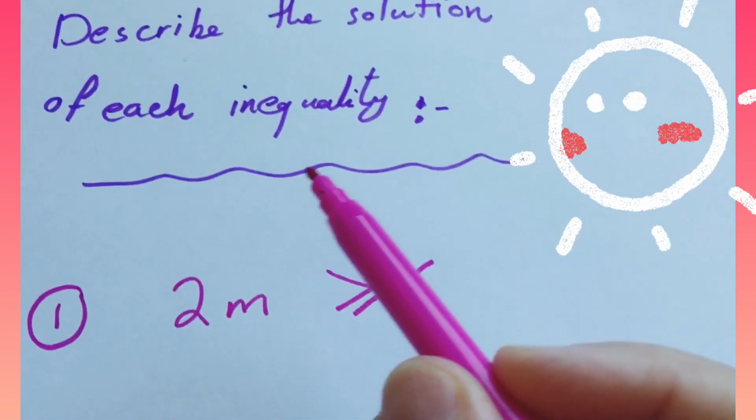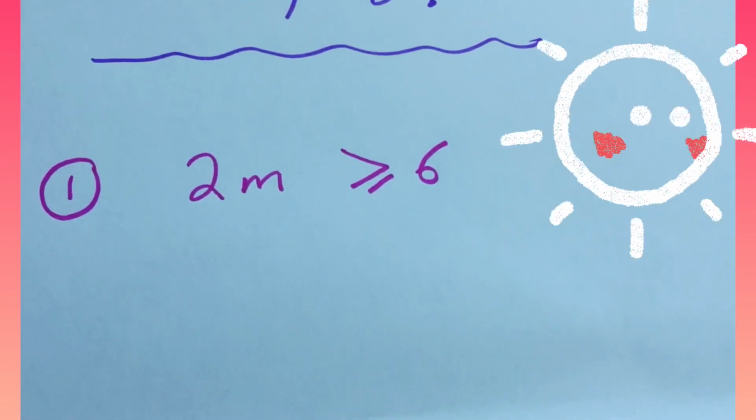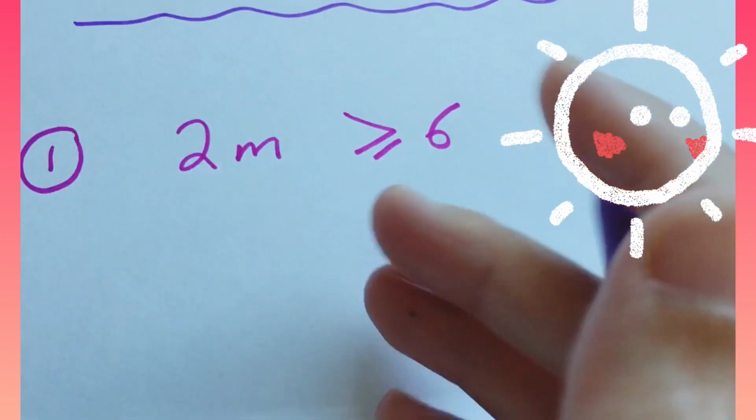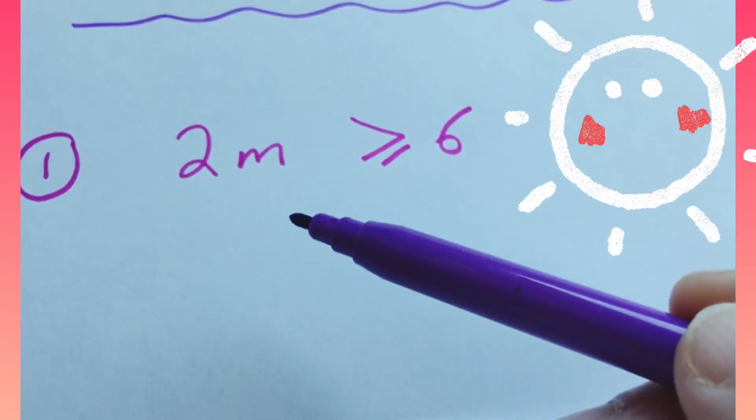Describe the solution of each inequality. Number 1, 2m greater than or equal 6. We cannot describe this inequality unless we have the m alone, which is the variable.